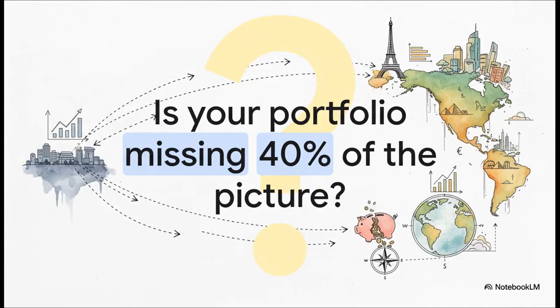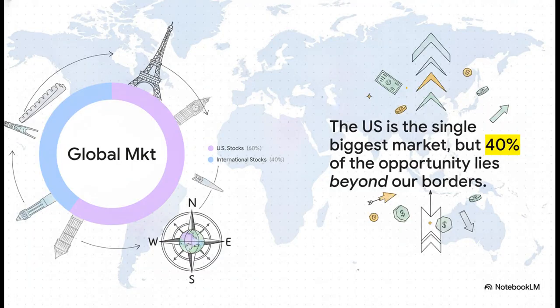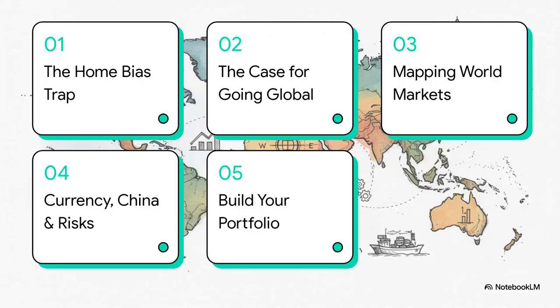So let me just start by asking you a really crucial question. Take a hard look at your own portfolio. Is it really telling you the whole story? Or is it maybe missing a huge piece of the global economic puzzle? Because here's the reality of it. While the US is the biggest single market out there, it only makes up about 60% of the world's total stock market value. That means a full 40% of the opportunity, the growth, the innovation, all of that, lies outside US borders.